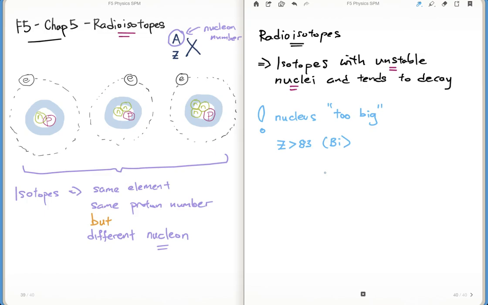Or when the nucleon number is more than 209. These are some facts that you should know. Bismuth is very near to 209. So this is actually the bismuth element.